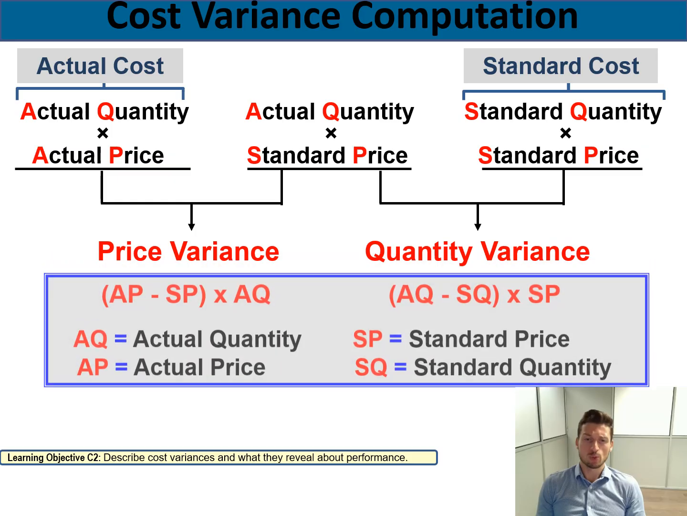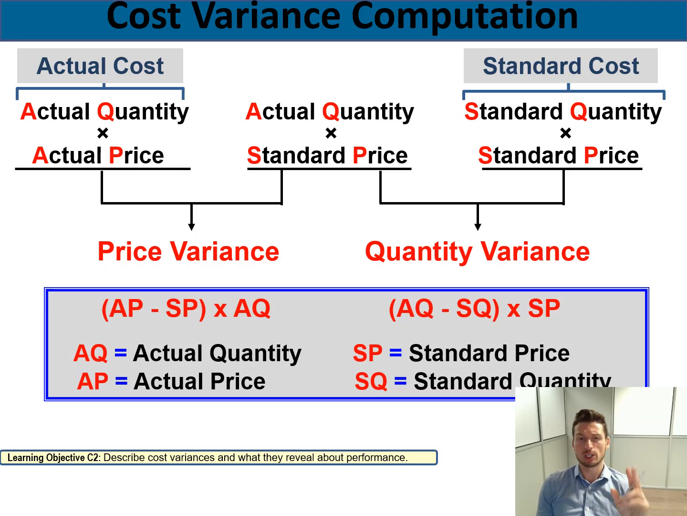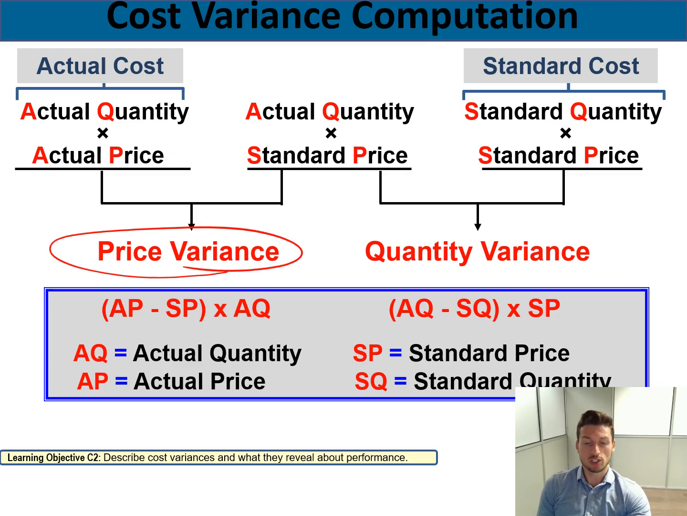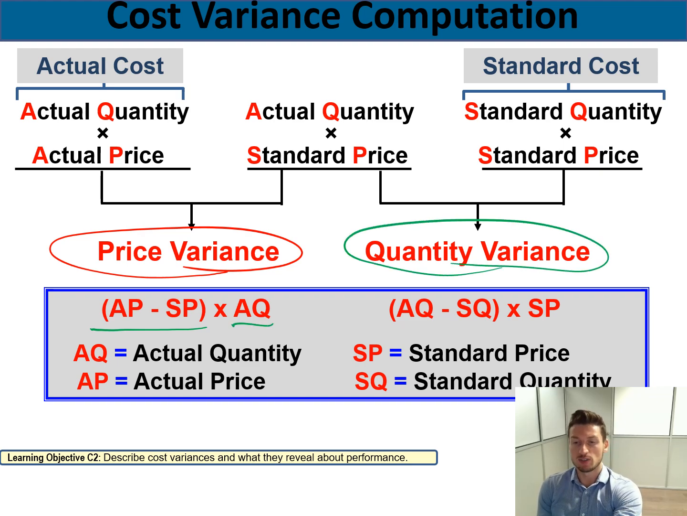So finally, from this analysis, we can create two formulas for direct material variance. Price variance equals the difference between actual price and standard price, times actual quantity. Quantity variance is the difference between actual quantity and standard quantity, times standard price.